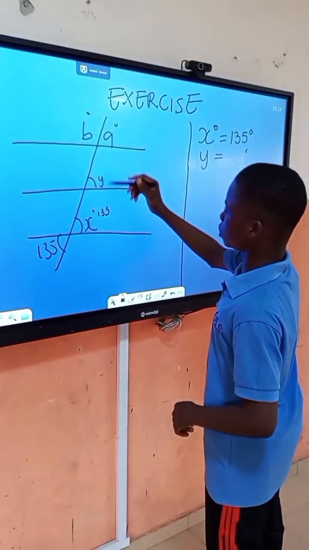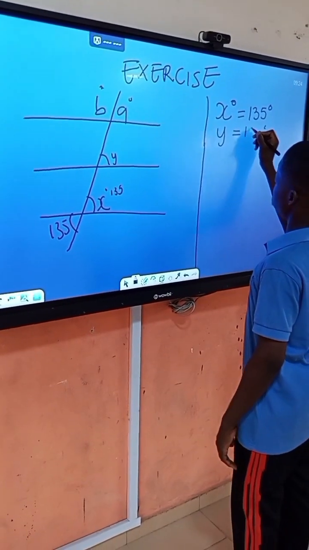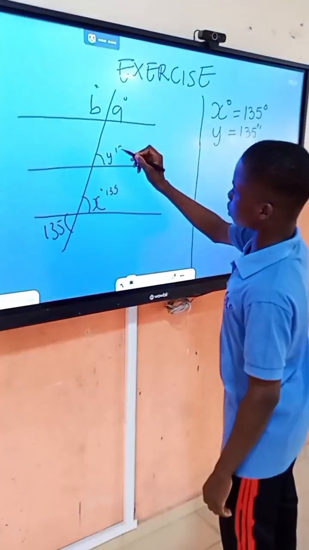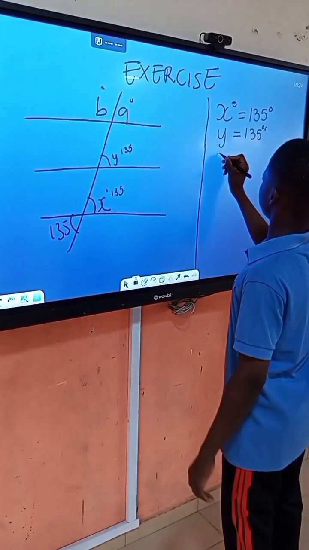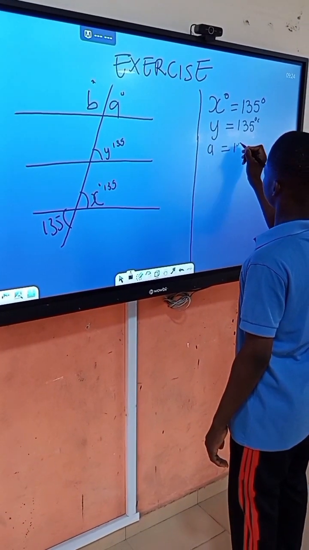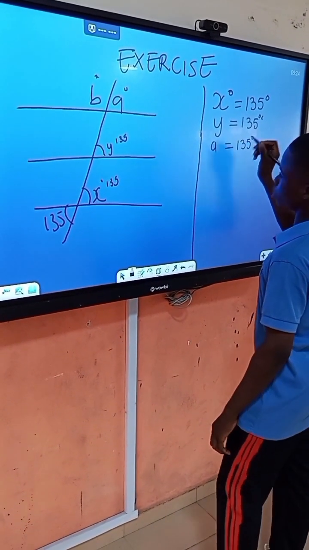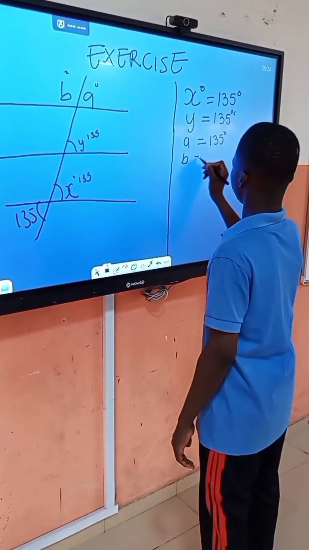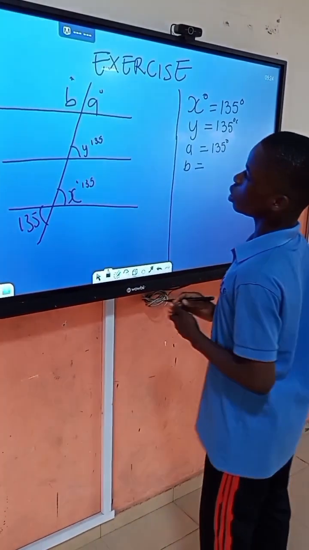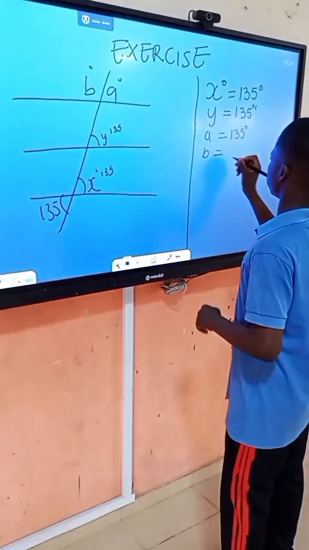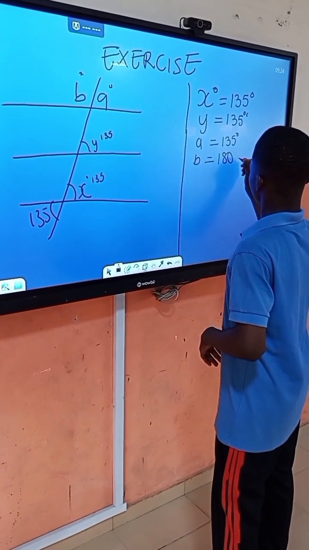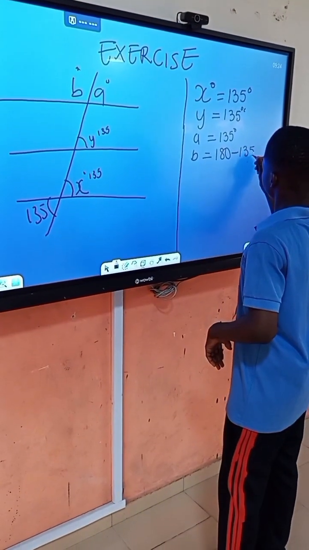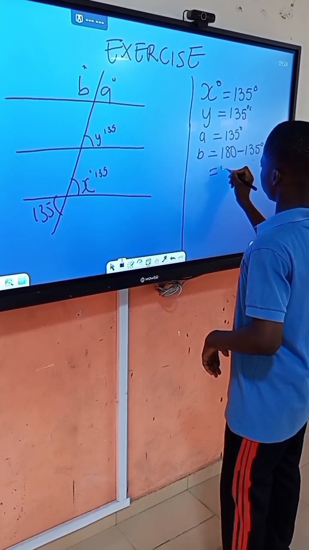So corresponding angles are equal. So it will give us 135. Then A, here will be 135. A will also be 135 because corresponding angles are equal. So we are going to find B. To find B, we have to use angle on a straight line. Angle on a straight line is equal to 180. So we minus 135 from 180. That will give us 45 degrees.